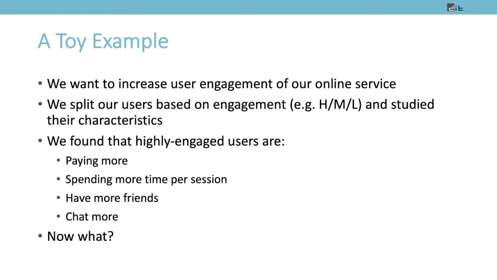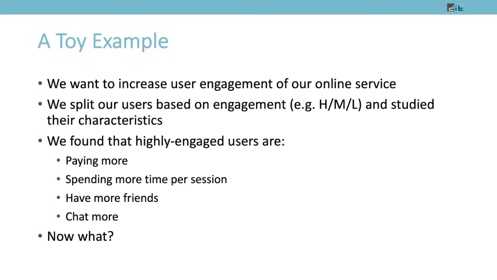Obviously, we can come up with ideas around these findings, and we can say, well, we need to make people pay more. But if the causation is the other way around, in other words, it's not because people are paying more that they're highly engaged, but because they're highly engaged, they're paying more, then simply making everyone pay more is not going to cut it. We're not going to see any result. So the question here is how we can come up with ideas to identify causation versus correlation.